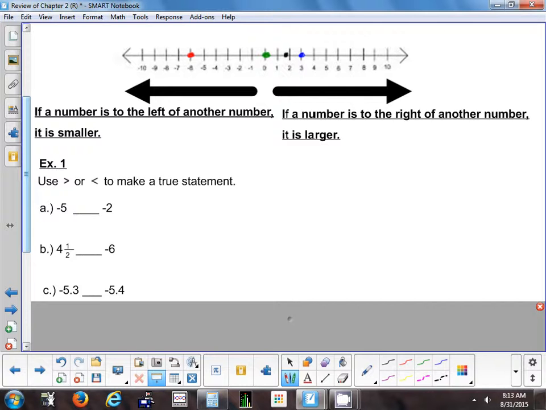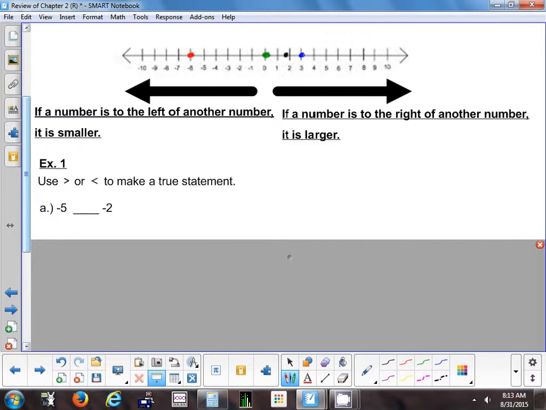All right, so let's try a couple of these. So you're going to use the sign less than or greater than. Right? We're comparing -5 and -2. Is -5 greater than -2? Or is -5 less than -2? Which one? Justin? Less than? Yeah, it's less than. Perfect. -5 is less than -2 because it's to the left. Okay, any questions on that?